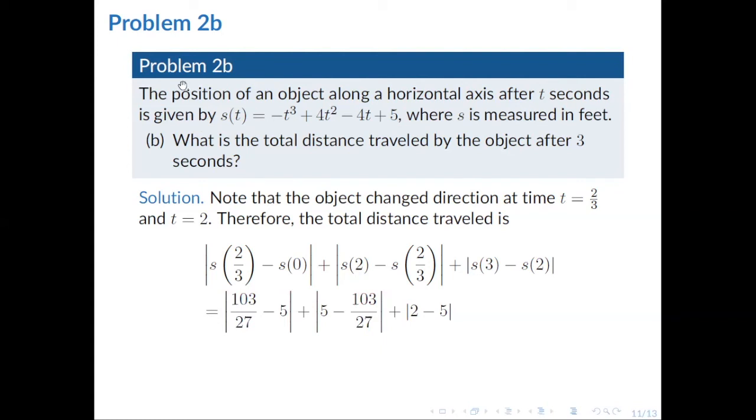So we just substitute the values. We get the absolute value of 103/27 minus 5, plus the absolute value of 5 minus 103/27, plus 2, plus the absolute value of 2 minus 5. And the value we get is 145/27 feet.